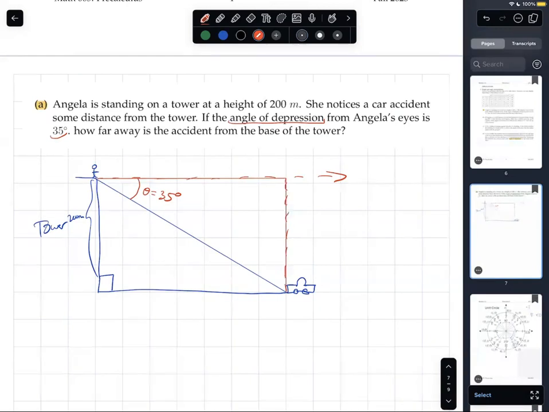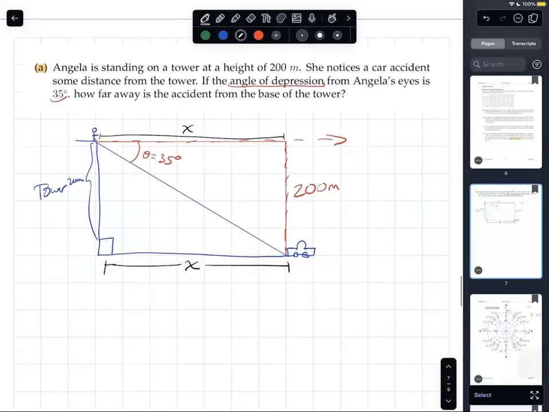I'll just fill it in a little bit. There. And we know the height of this triangle is also 200 meters. That's just the same as the height of the tower. And then what do we want to find? We want to find how far the accident is from the base of the tower. And so we're trying to find this distance here, which is x. And so which trig function can we use to try to solve this?